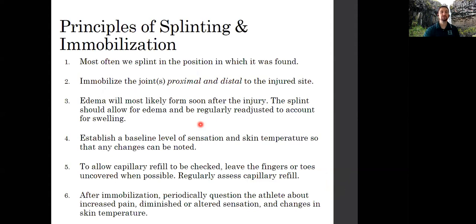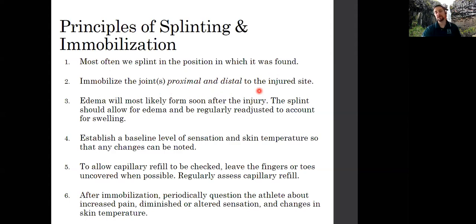So just a couple principles. I don't expect you guys to be experts in this, but it's just some general things that are important to know. We often leave it in the position that we find it. We don't want to increase the amount of injury. So if it's a fracture or dislocation, we just immobilize it and then get them to the ER. We always stabilize above and below, right? So proximal and distal. So if it was the knee, you might do a straight leg immobilizer where they can't move the knee at all.